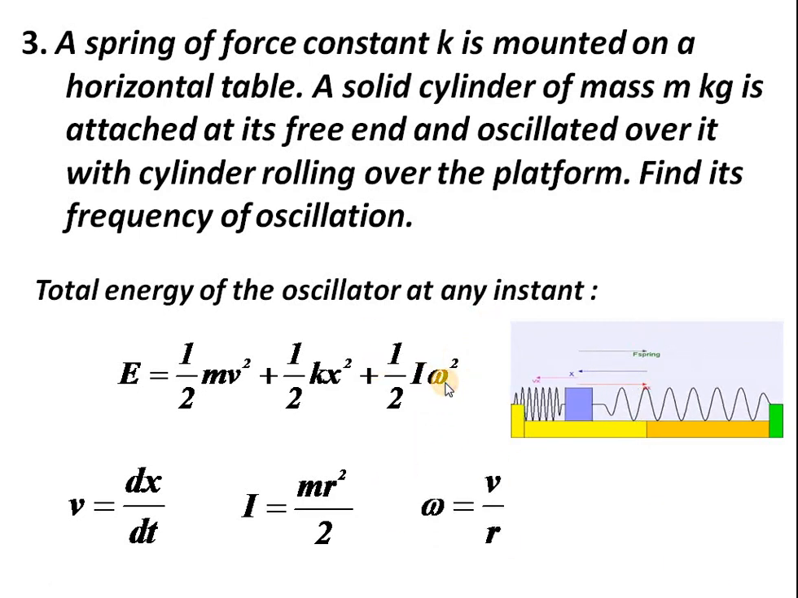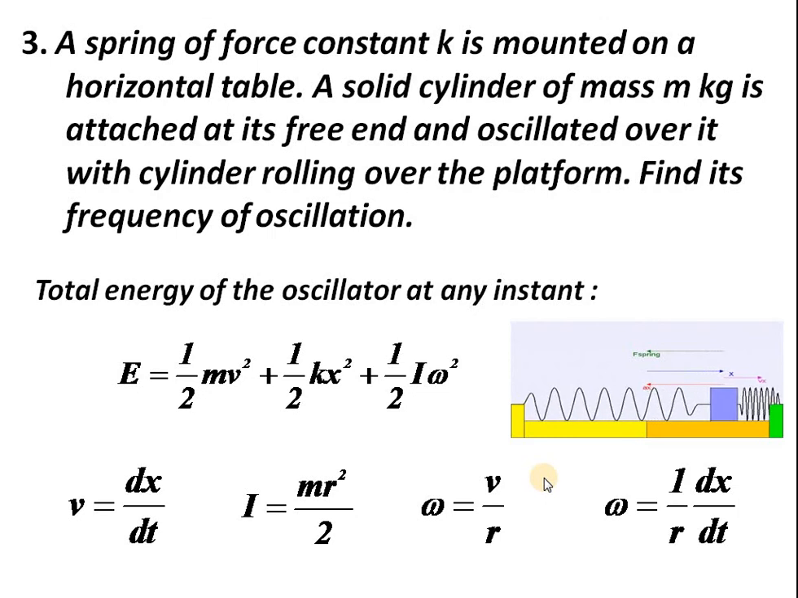And we have the angular velocity omega, that we know is equal to velocity by r, and velocity is already given as dx by dt. So omega can be written as 1 by r dx by dt. So we separately calculated all the ingredients required for the above equation. Okay, v is here, I is here, omega is here. So let us put all these values in the above equation.